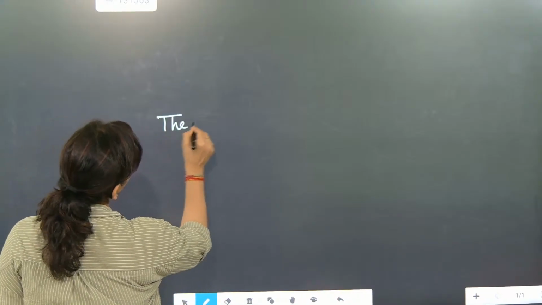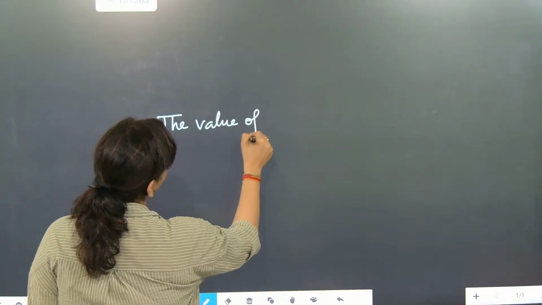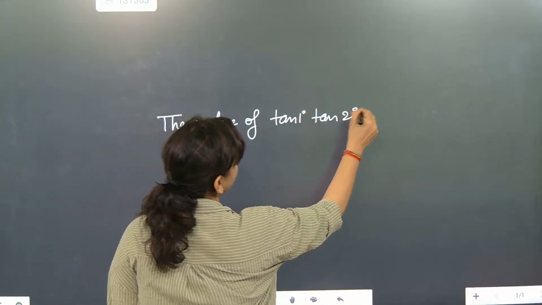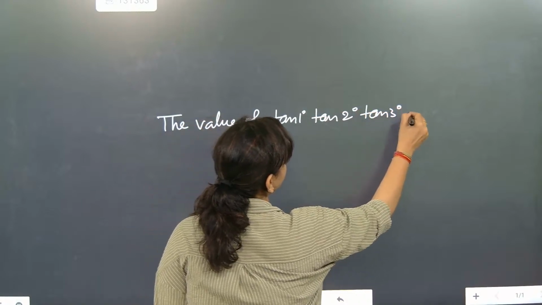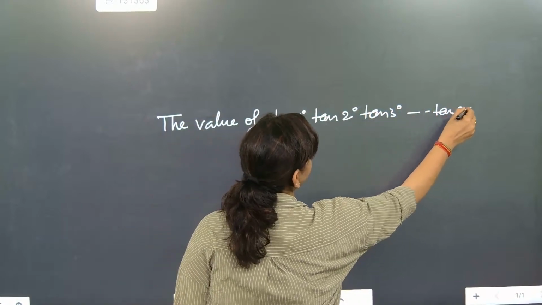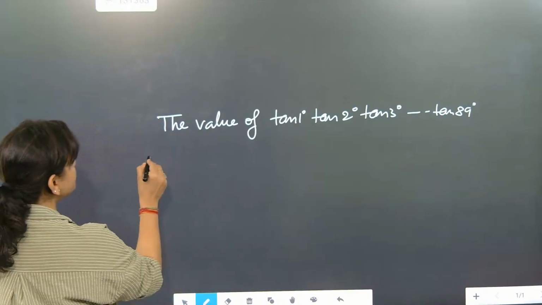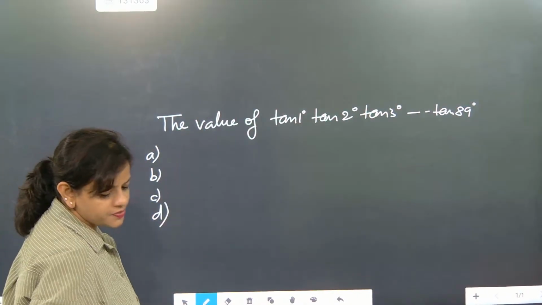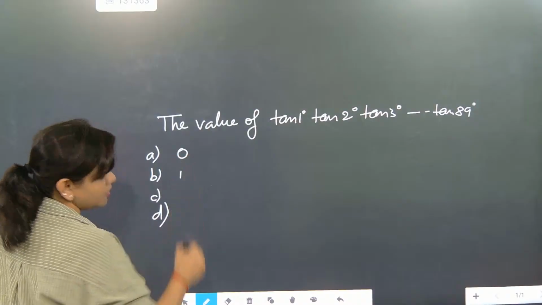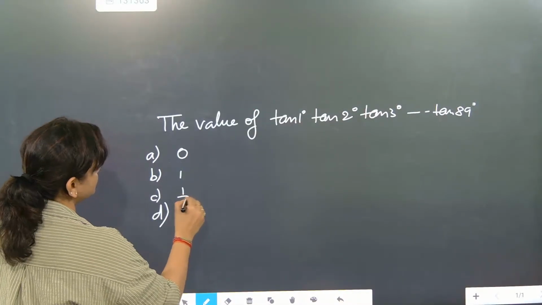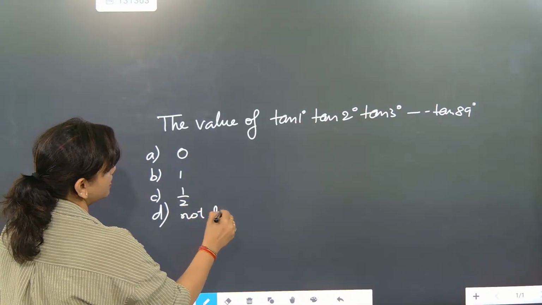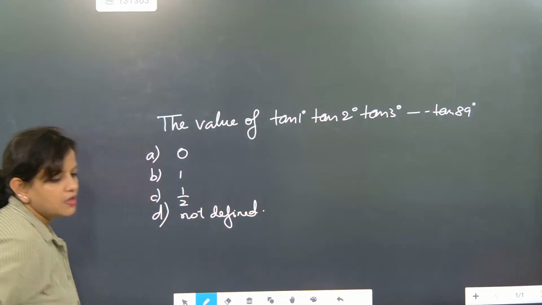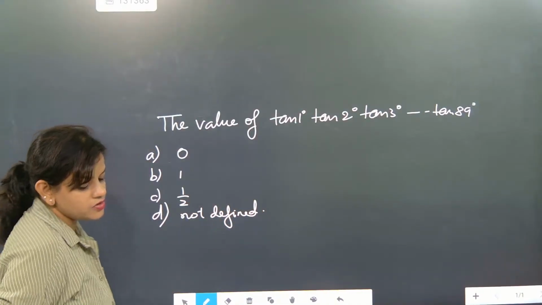See, the value of tan 1 degree, tan 2 degree, tan 3 degree till tan 89 degree. Beta, just tell me what is the value. Your options are, what could be the expected value? 0, 1, half, and not defined. Understood? Come on, go for this question and try and solve this question.